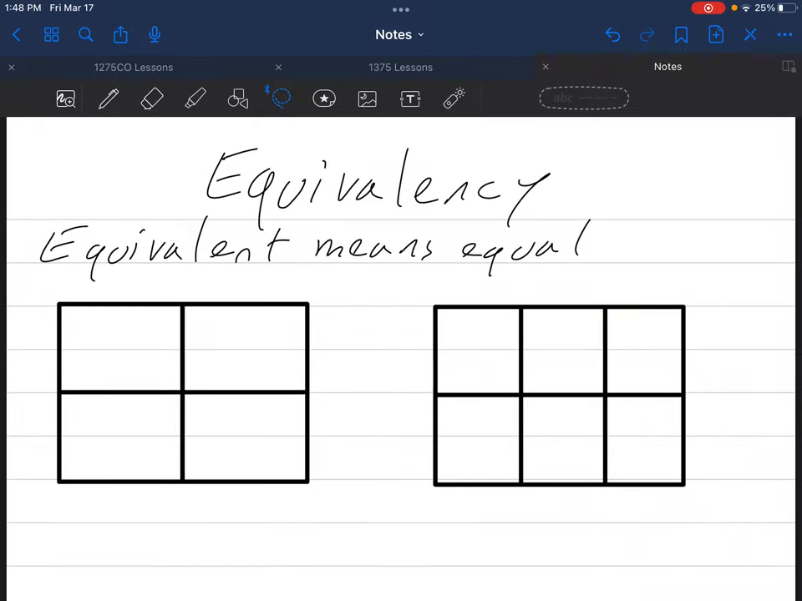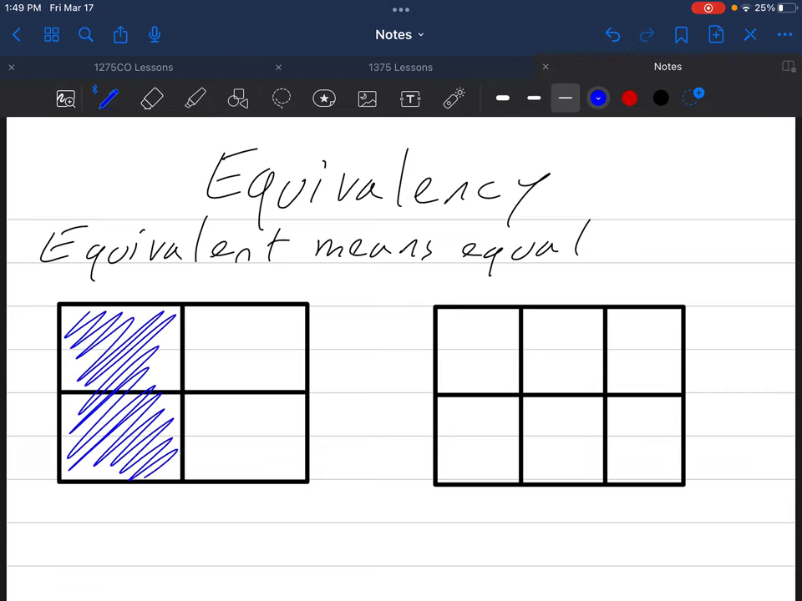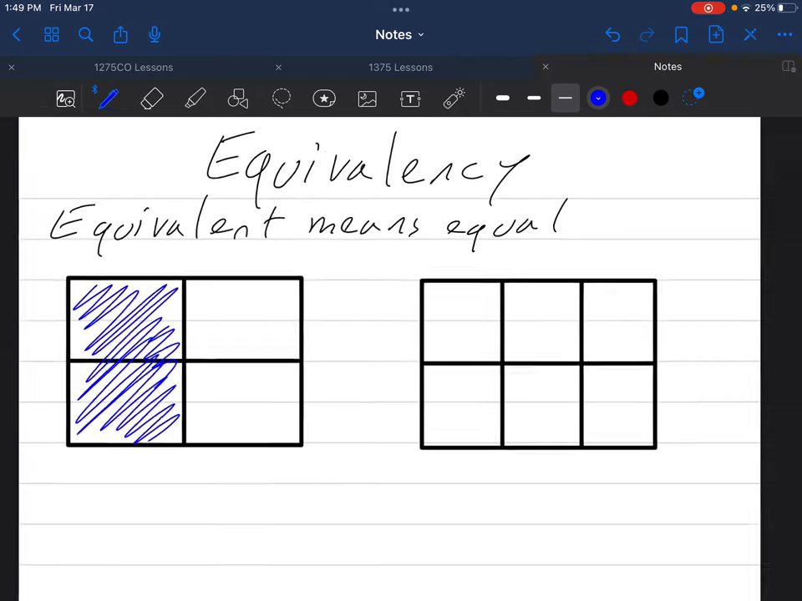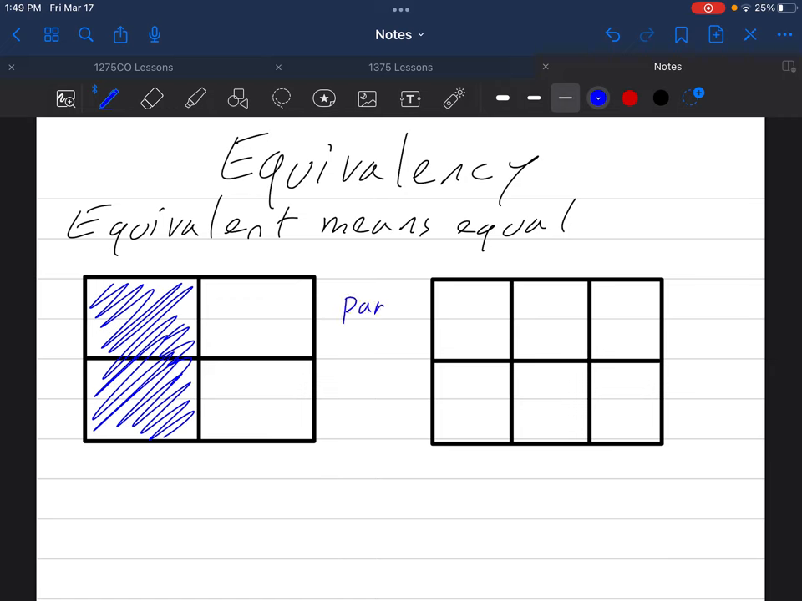For two things to be equivalent, that means that they are equal. Let's take, for instance, fractions. We know how to recognize fractions, and when we're learning fractions at first, we learn about something called part over whole. As far as fractions are concerned, part over whole.